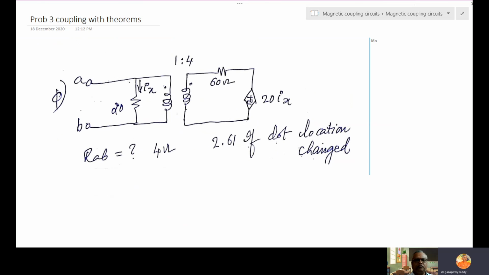So this is another problem, coupling with theorem. How coupling linked with the theorem. I am not giving any time to draw the problem. When you listen to the video, you pause it, copy the problem, try to solve yourself, then play, then understand how I am solving. That is an advantage of video lectures.